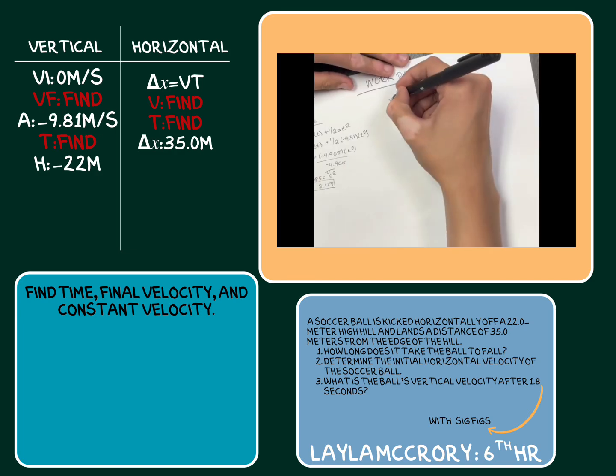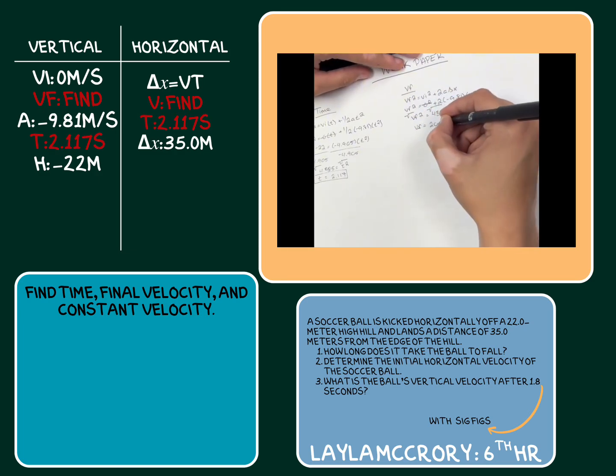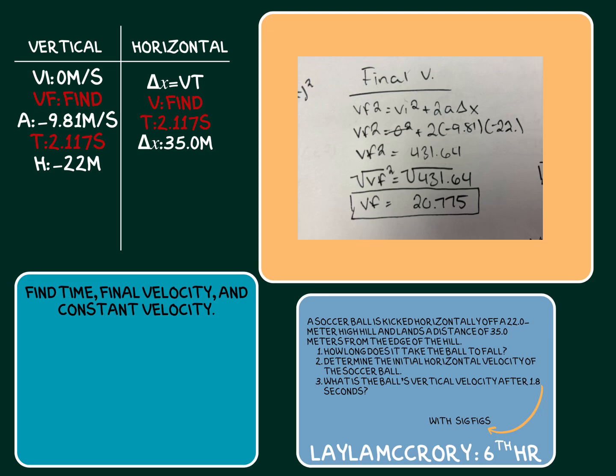Also, we know that the displacement or height is negative because it's going down. Now, when we are solving for final velocity, we are going to use the fourth kinematic equation. Here's how I solved it.